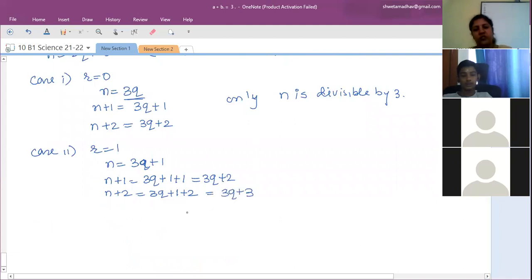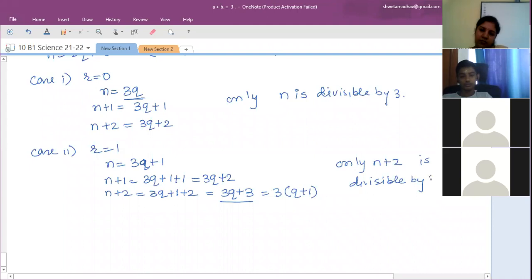So which one is divisible by 3? 3q plus 3. Now we can take 3 common, so it is 3 times q plus 1. So now it is divisible by 3. So you can write only n plus 2 is divisible by 3. The other two are not: 3q plus 1 and 3q plus 2 have remainders 1 and 2 respectively, we can't divide them by 3. So only n plus 2 is divisible by 3.